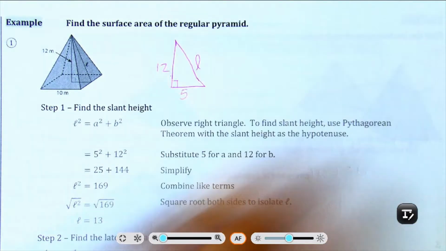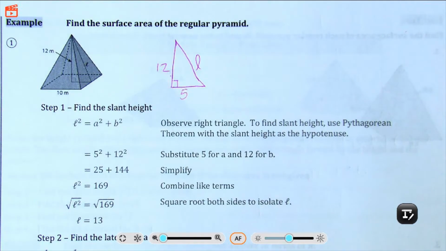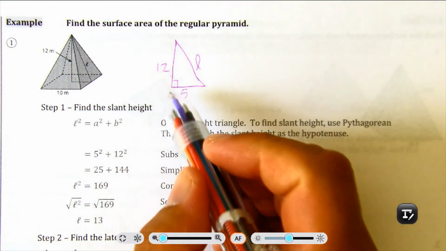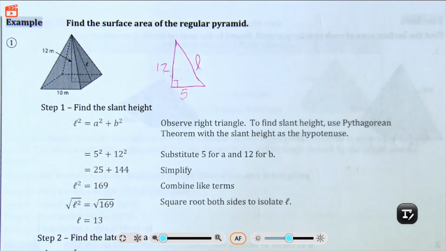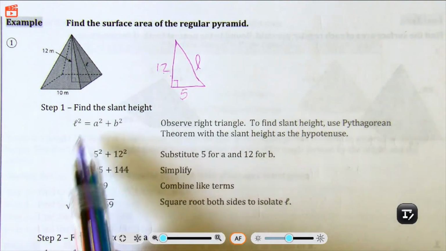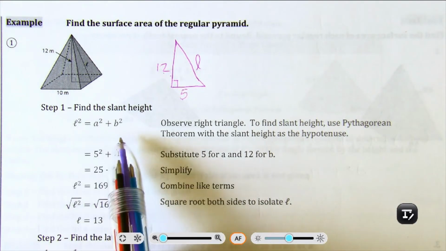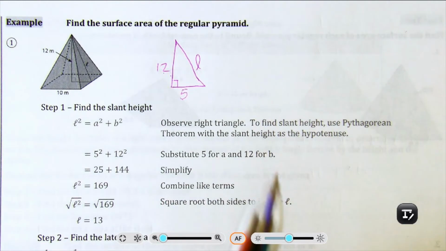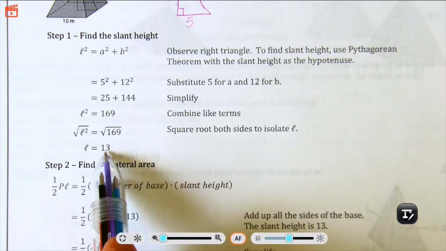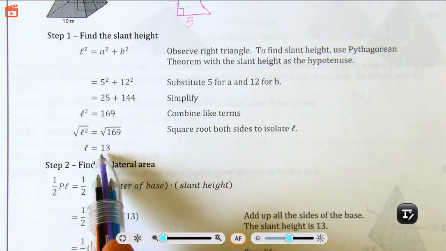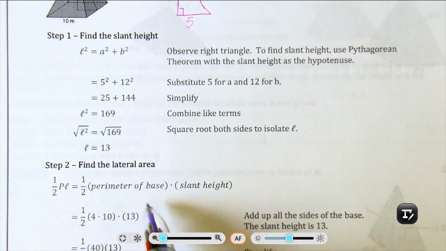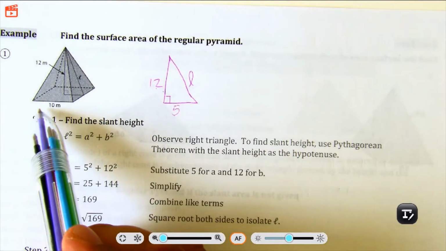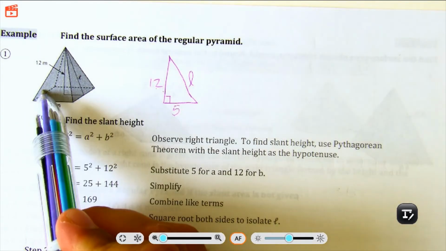I'm going to use the Pythagorean theorem. The Pythagorean theorem tells us that 12 squared plus 5 squared equals the slant height squared, which is right here. So they already did the math for us, plugged in the numbers, and they end up getting 13 for slant height. Now that you know the slant height, you can find the perimeter of the base. Remember, to find that, you do 10 plus 10 plus 10 plus 10, or 4 times 10, which gives us 40.